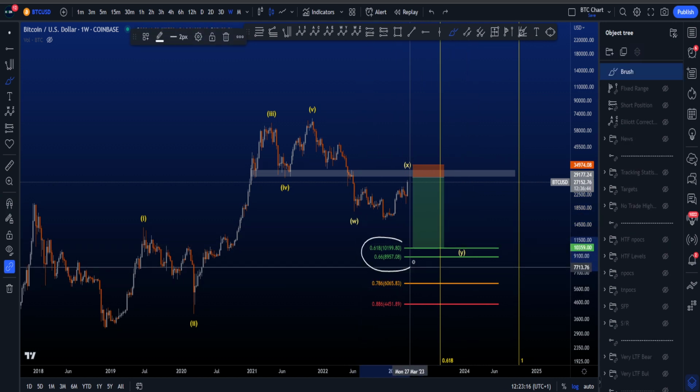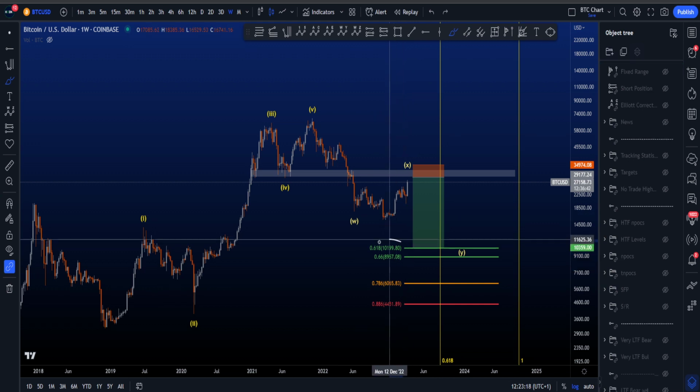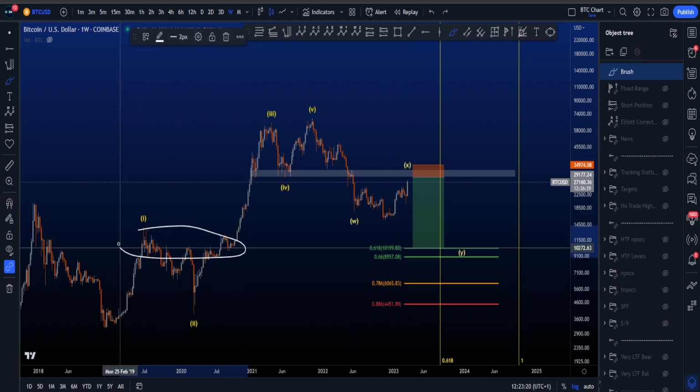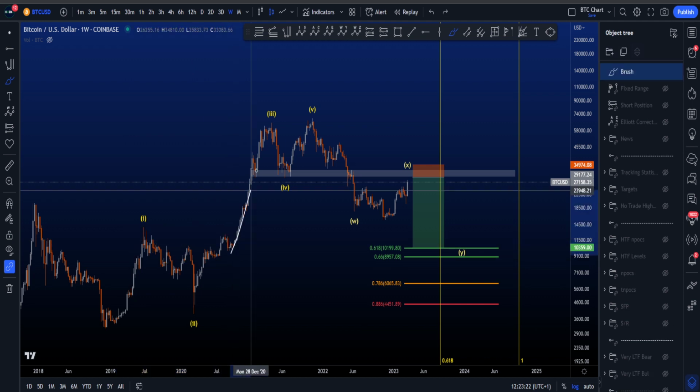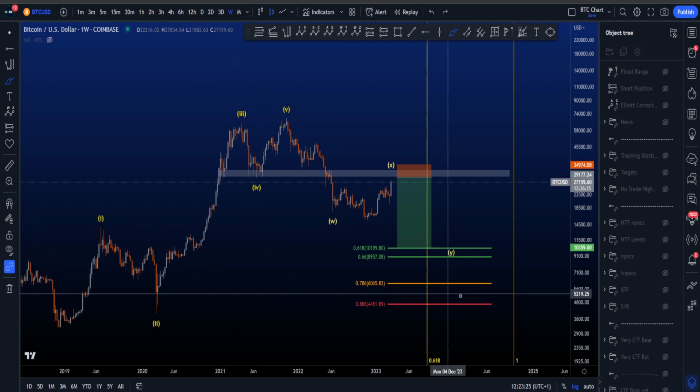And I'll be looking for prices around, let's say, like 10k. This would be a nice area. Also confluence backtesting this area over here, which we've not done after the bull run in 2020.